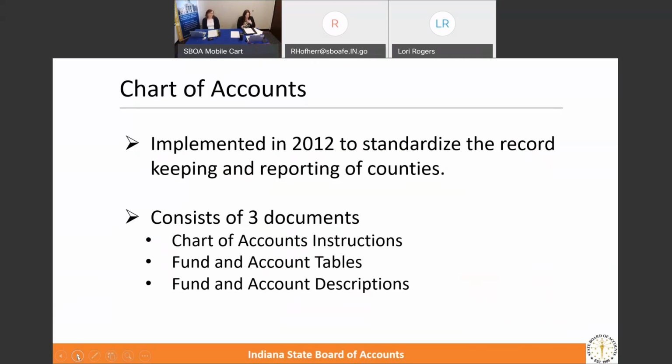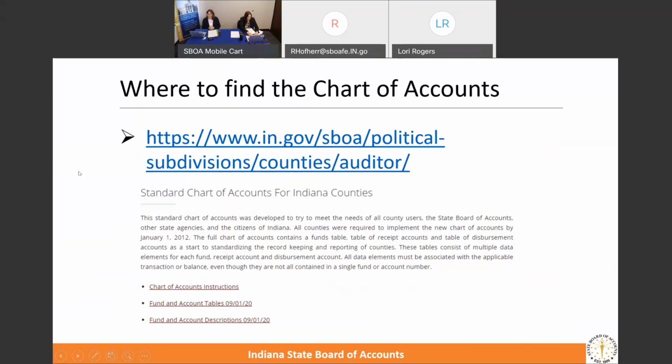But it consists of 3 different documents. You've got the chart of account instructions, you've got the fund and account tables, and you've got the fund and account descriptions. We're going to go over those a little bit as we move forward. So these documents all together are our chart of accounts. They all play a key part in your reporting process and recording your records.